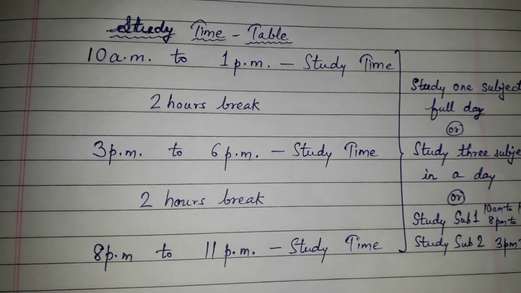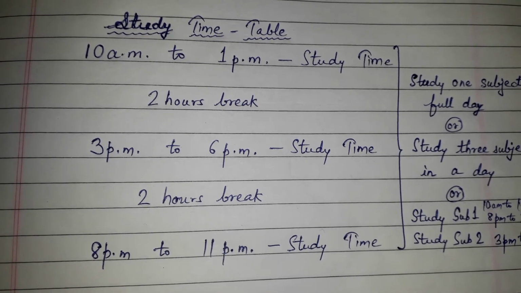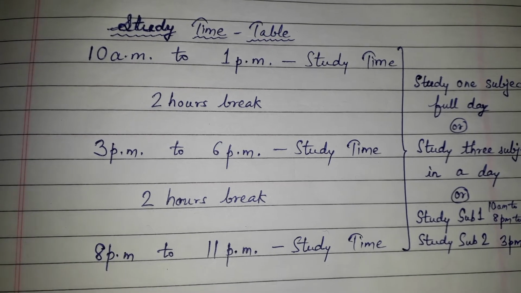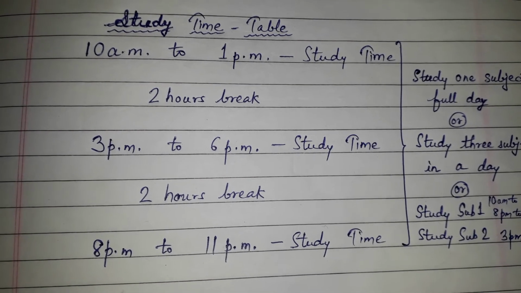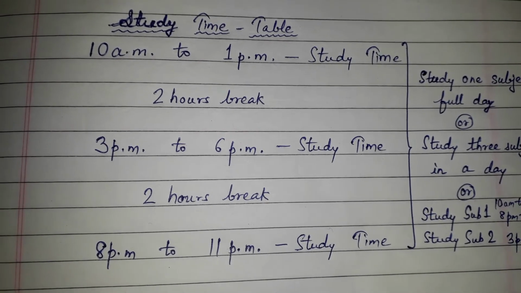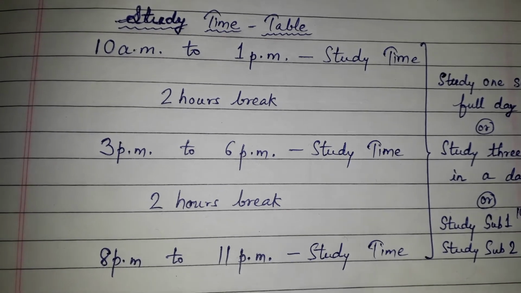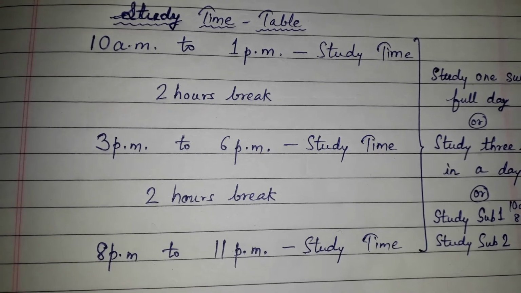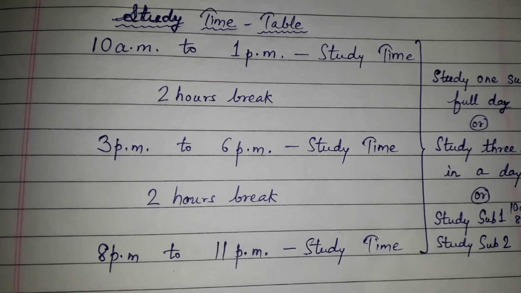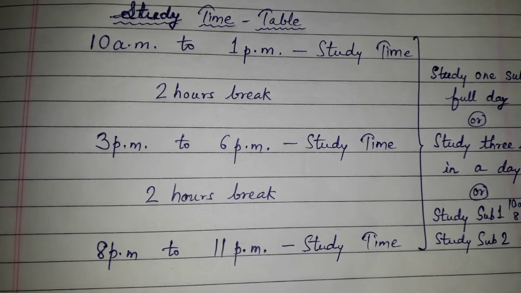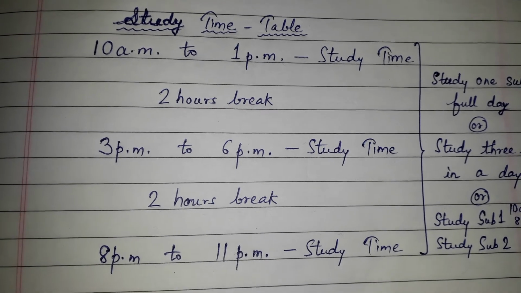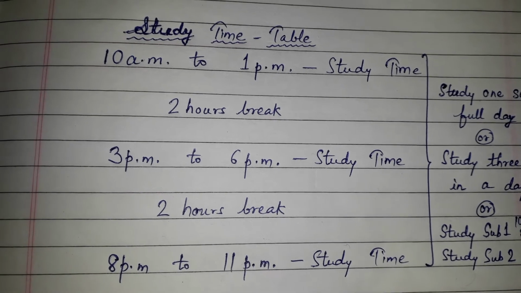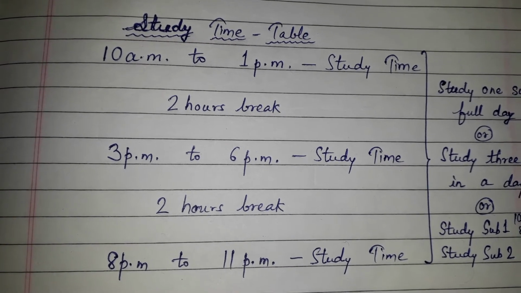One is from 10 a.m. to 1 p.m., so that you can complete your activities in the morning and have your breakfast and then start studying from 10 a.m. to 1 p.m. Then you can take a 2 hour break and come back at 3 p.m. and start studying again from 3 p.m. to 6 p.m., and then again take 2 hours of break and then again 3 hours of studies from 8 p.m. to 11 p.m. As you can see, there is a 2 hour break.